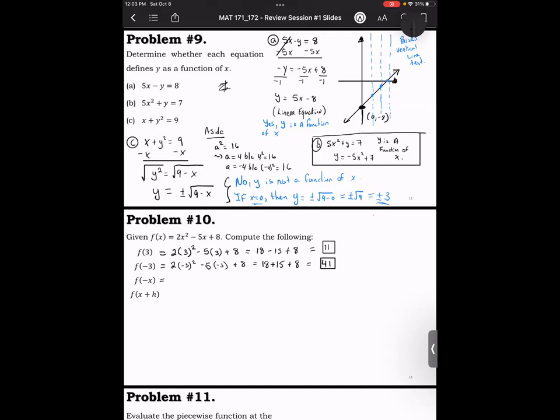Let's look at f of negative x. Now again, you're treating negative x as an input value. So wherever you see an x, you replace it with the negative x. So this is going to be 2 times negative x squared minus 5 times negative x plus 8. And then you work out the arithmetic. What's negative x squared?